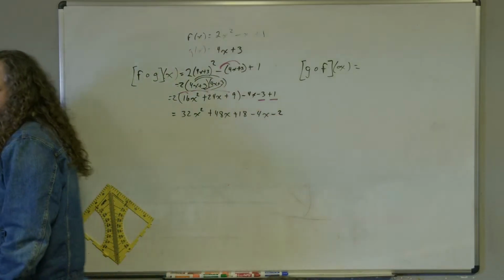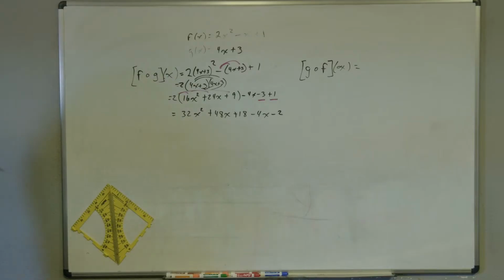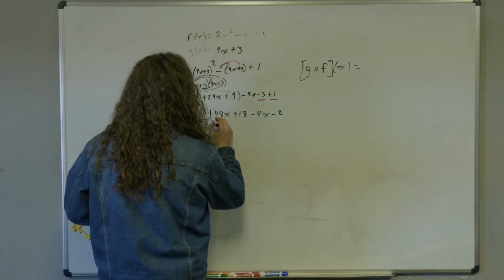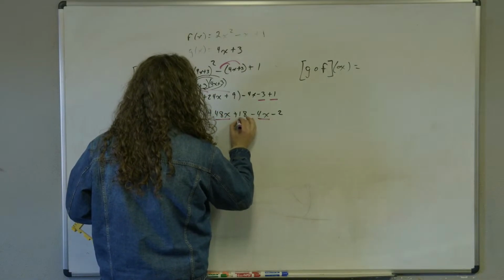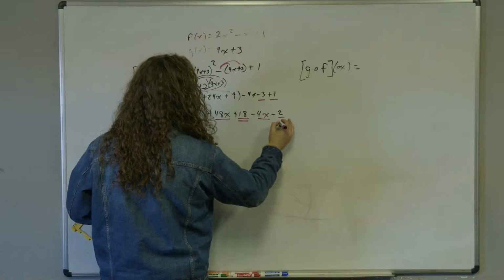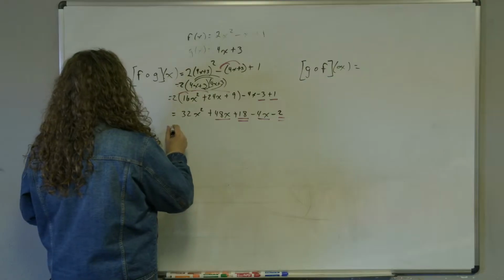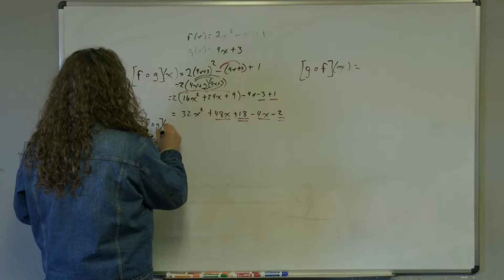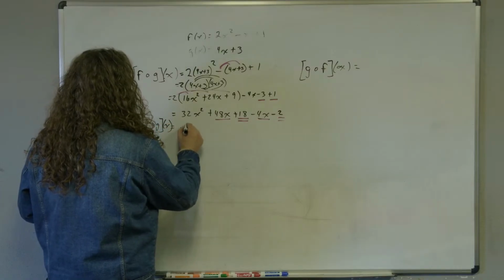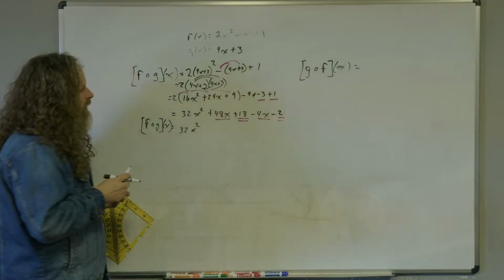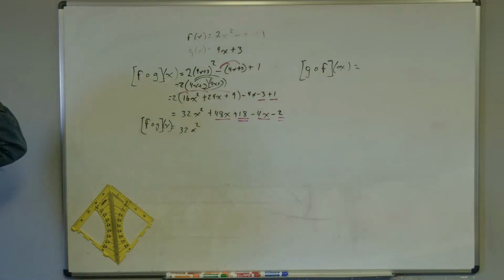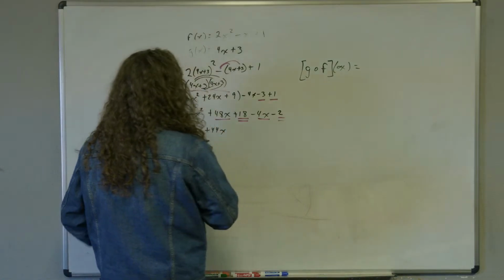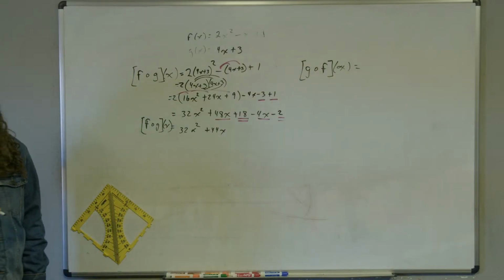What else can we do? Combine like terms, we can. Where are they? It's the 48x and the -4x and the -2. That is all correct. The 48x and the -4x, and then the 18 and the -2. So f of g of x equals 32x squared. What is 48x minus 4x? 44x. And then what's 18 minus 2? 16.